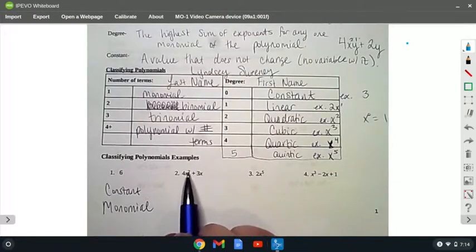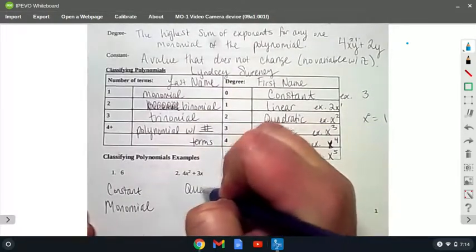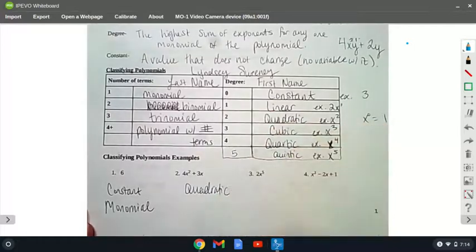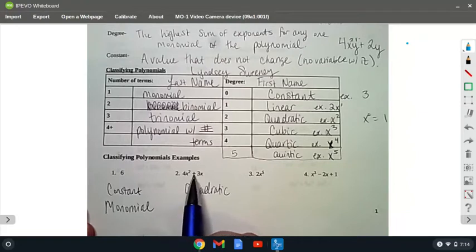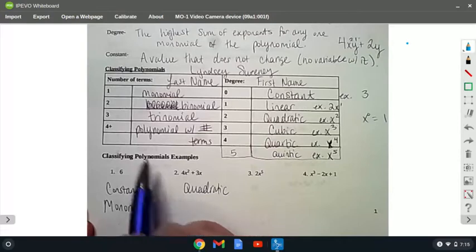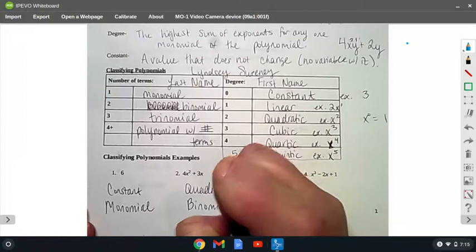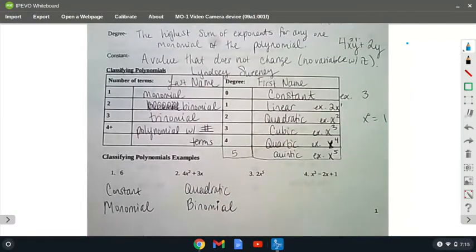Here, I have the highest degree of a 2, so that would be a quadratic. And then I have 2 terms because they're separated. These 2 expressions are separated by this addition sign. So I have 2 terms. So 2 terms would be a binomial. Now it's important to note, we don't really see this on this worksheet yet, but you always want to make sure before you classify that they are in that standard form, descending order of degree. Because if they are mixed up, you might accidentally give it the wrong first name.